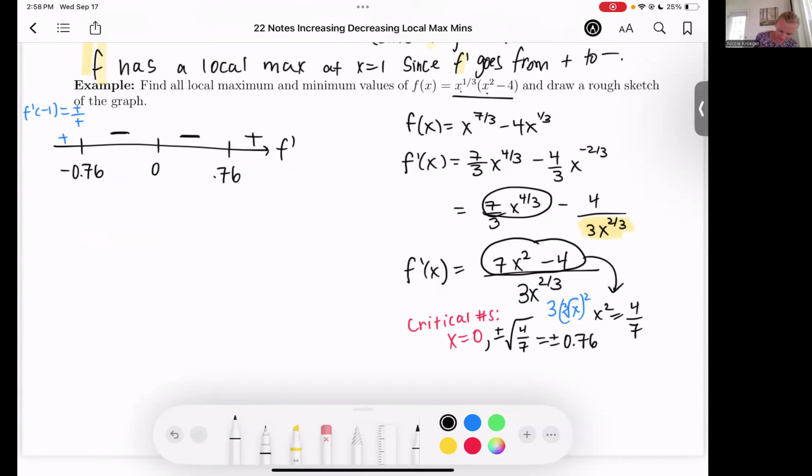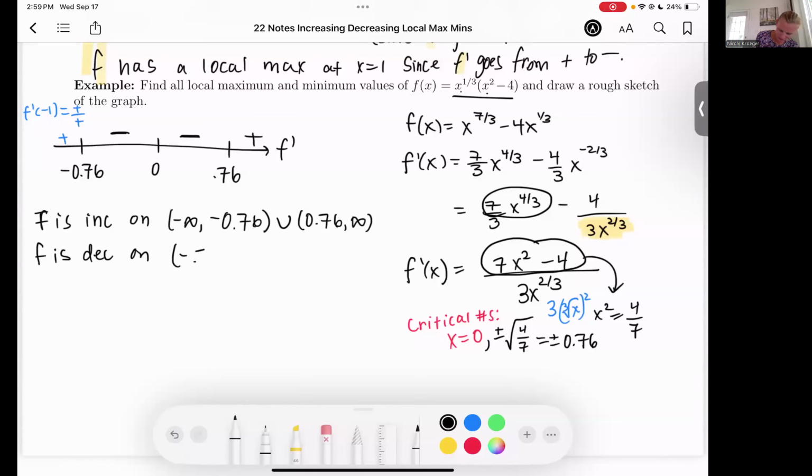What this is going to tell us is that f is increasing on -infinity to -0.76, and then 0.76 to infinity. My function will be decreasing on -0.76 to 0 and 0 to 0.76. I'm not including 0 as a place where my function's decreasing because this was a critical number. So my function is neither increasing nor decreasing at that critical number. Something funky is happening there.